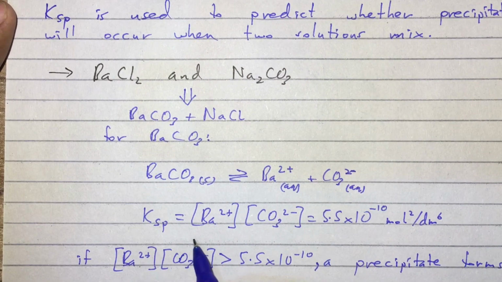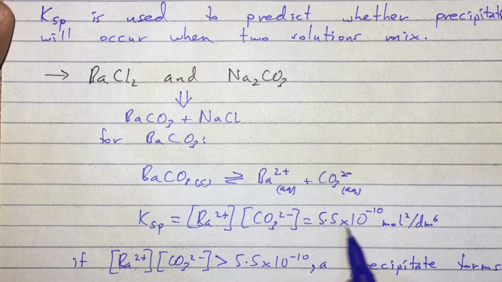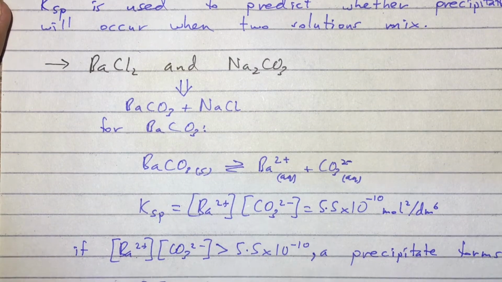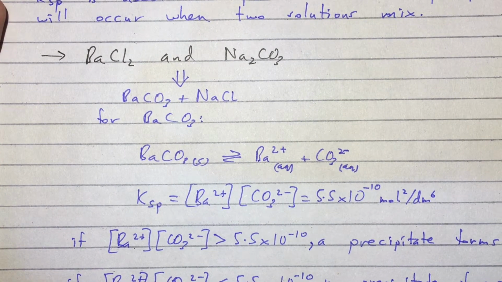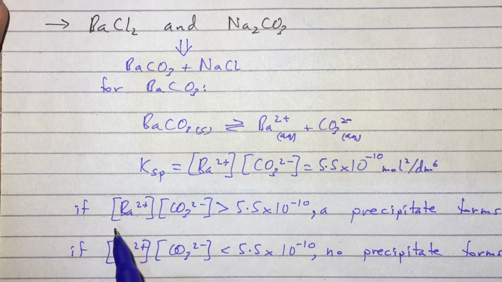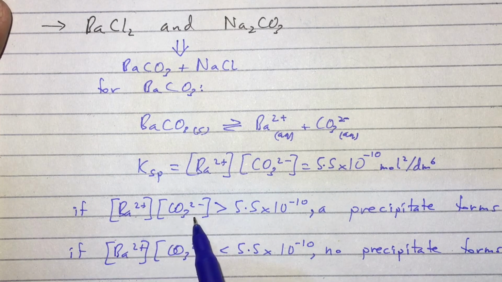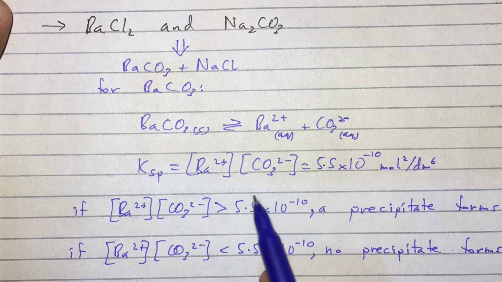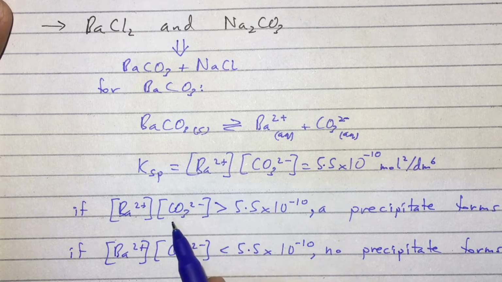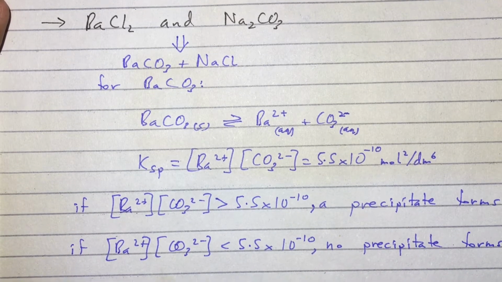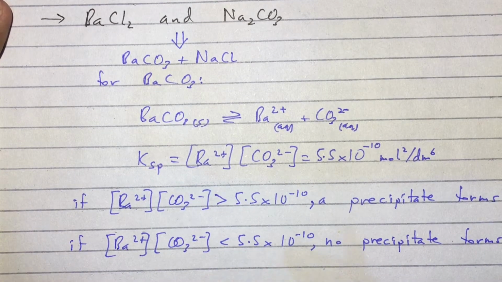Now the Ksp for this is calculated at standard conditions as 5.5 times 10 power negative 10. So let's say if in a solution the product of Ba2 plus and CO3 2 negative is greater than the solubility product, in that case a precipitate will form. And if in the given solution the product of Ba2 plus and CO3 2 negative is less than 5.5 times 10 power negative 10, that is the solubility product, then no precipitate will form.